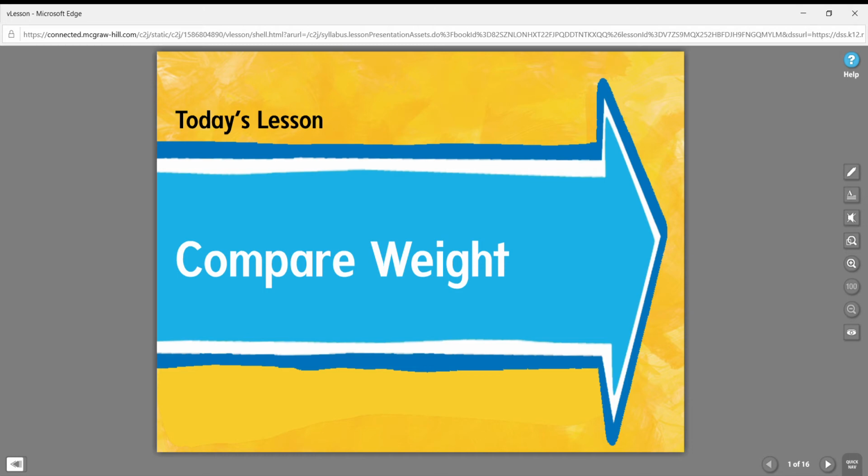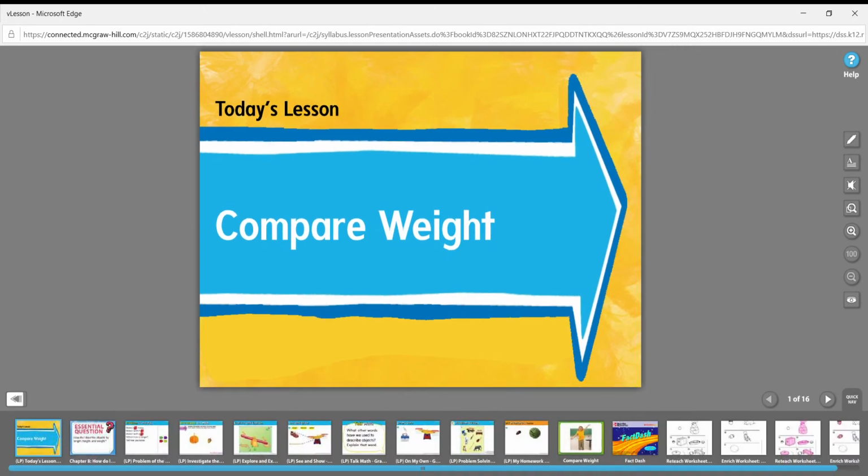Our second lesson for today is Chapter 8, Lesson 4. So we have talked about height and we've talked about length, and now we are going to learn about weight, comparing weight. How much something weighs. Is something heavier or is something lighter? So let's talk about weight right now.